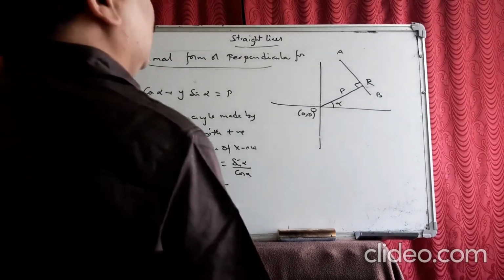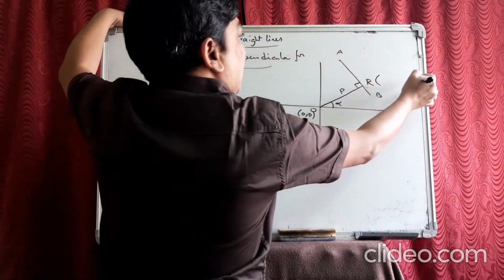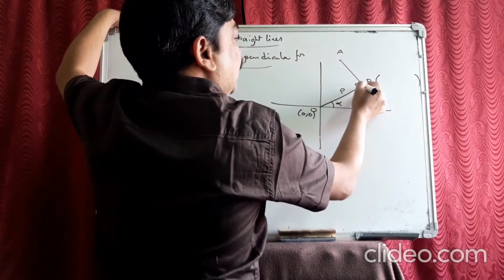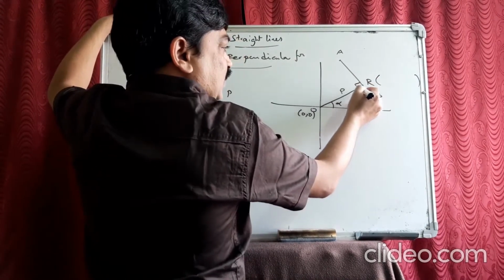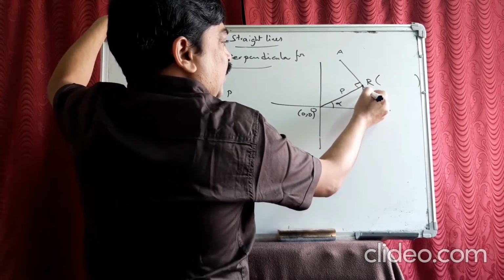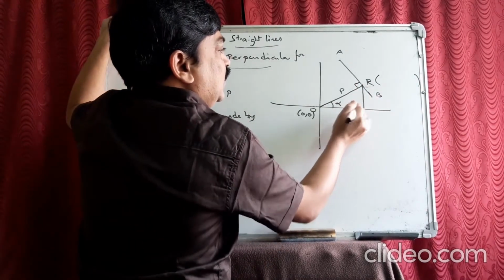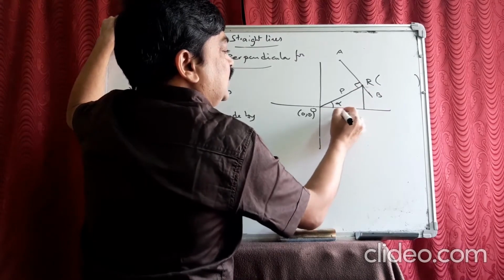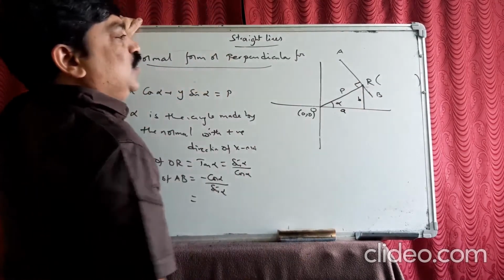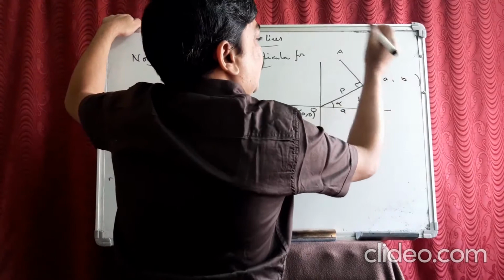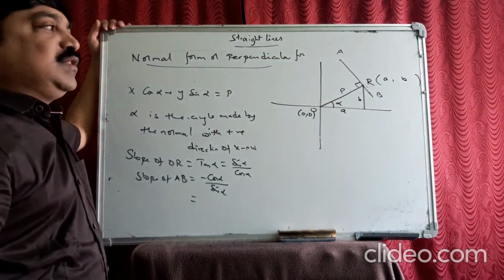Now this is R, but now I will find out this R point. How to find out this R when this is P? I will apply a little trigonometry here. Let us take this Y. This is A and this is B. So here R will be (A, B). How to find out (A, B) in terms of alpha and P?